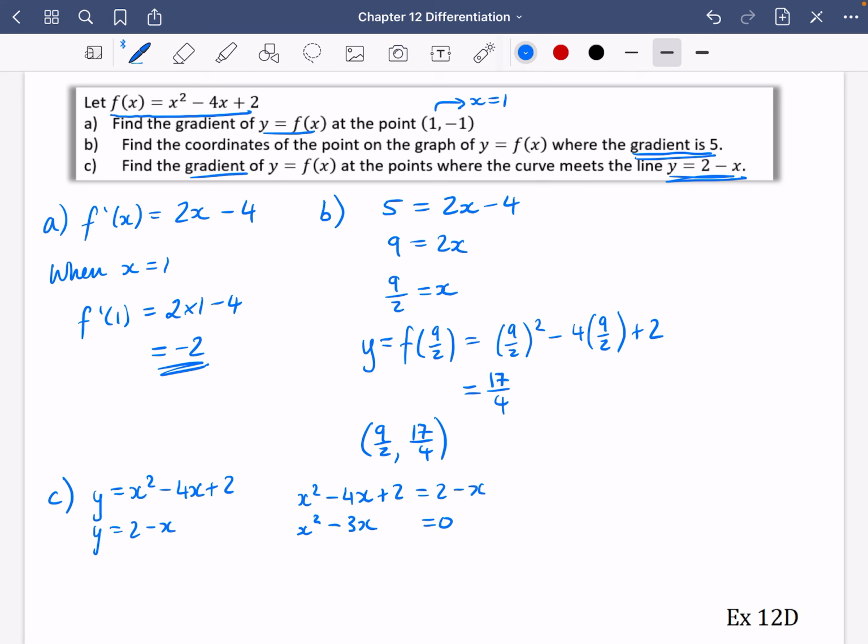If you want, you can just put this in your calculator. It's going to be a pretty obvious one, though, that you're going to get your answers. If you factorized, you'd get this. But if you put it in your calculator as well, you either get that x is equal to 0 or x is equal to 3.